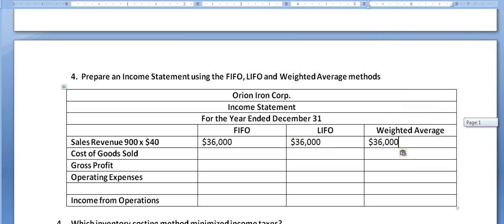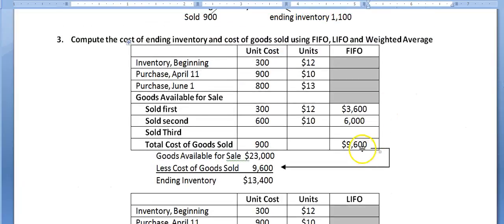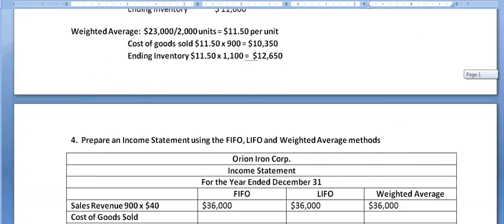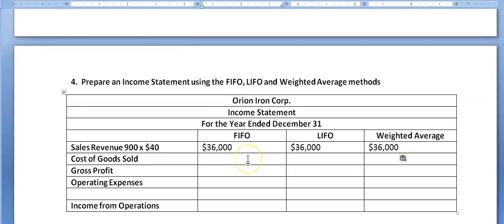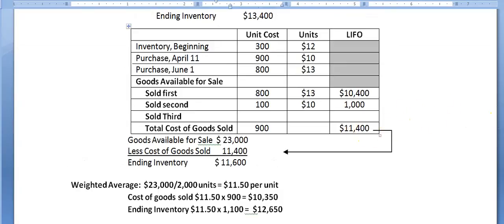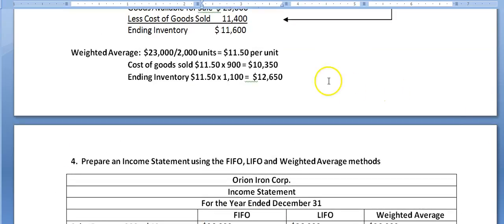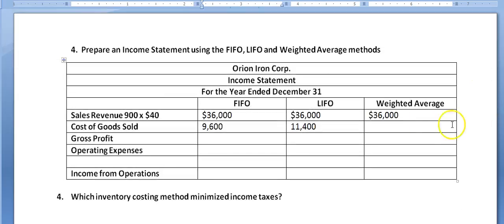Cost of goods sold we'll get by going back up to the problem. With FIFO, the cost of goods sold was 9,600. With LIFO, the cost of goods sold was 11,400. I'm not going to put the minus sign there because it's slightly confusing. We'll know to subtract it. And with weighted average, the cost of goods sold was 10,350.